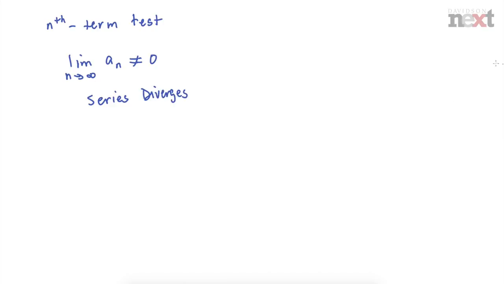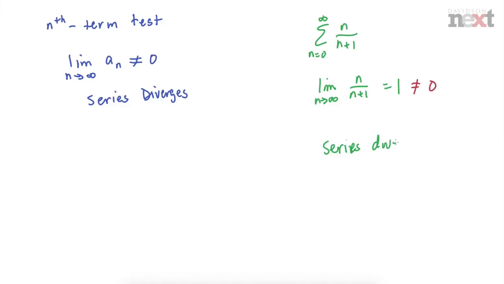An example of this could be the series of n over n plus 1. As we look at the nth term of this series, we see that the limit of that term is 1, not 0. And therefore, our series diverges. I hope as you explore convergence and divergence, you will always check to see that the nth term at least goes to 0 for you to have a chance for your series to converge. All right, now that we know when a series will diverge, when will it converge?